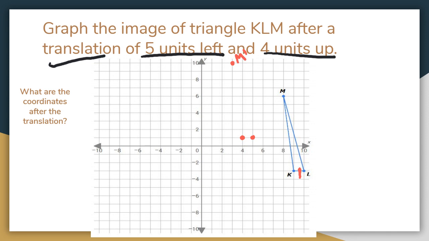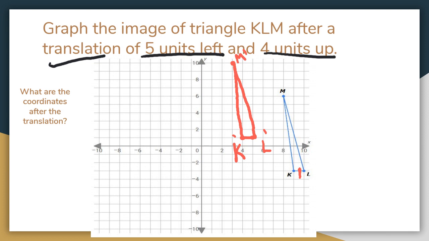Now, excuse the bad drawing that's about to happen. So then I connect my triangle. Oh, isn't that beautiful? That is just perfection. And then I actually forgot to label my points. So there is my image after the translation, my triangle KLM.